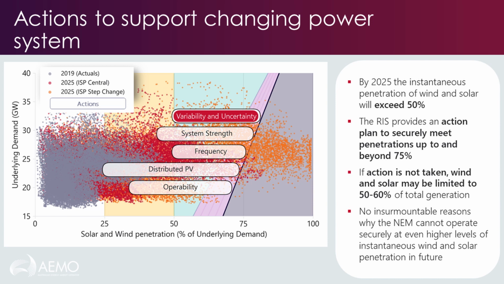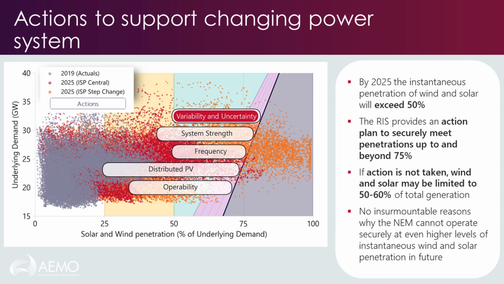So given the lead time on many of these actions, so actions from variability and uncertainty, system strength, frequency, distributed PV, and operability, our recommendation in the report is that all actions, including the ones I just took you through on the previous slide, need to commence immediately in order to have them in place in time to support the ongoing system transition. In combination, if all of these actions are taken, we think it could be feasible to operate the NEM with instantaneous penetrations of wind and solar generation of up to 75% by 2025. So that's the black line you see here in this graph.